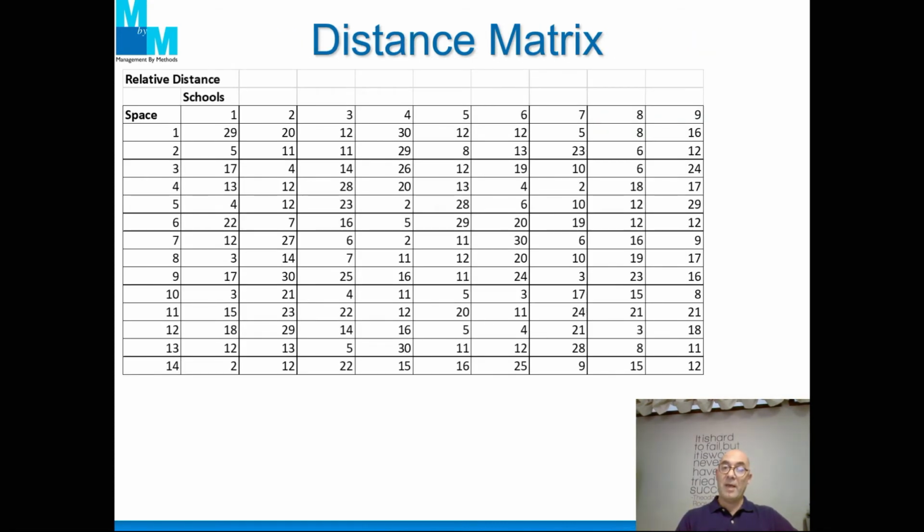Then we have the distance matrix that defines the distance between each space and each school. Why do we need that? We need that because when we simulate, so we allocate schools to spaces, we don't want the parents to travel too long to reach the space where their children will be relocated. So we want to minimize distance, and that's why we need to take this distance matrix into account in our calculation.